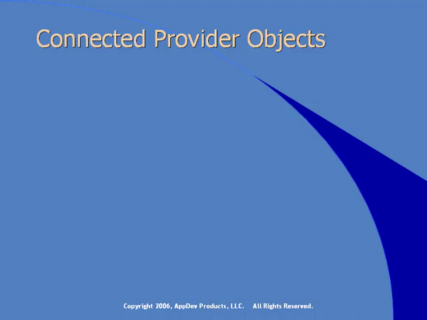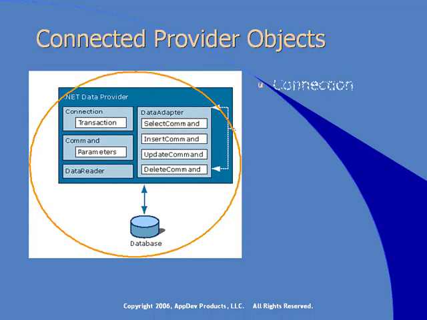So looking at these connected provider objects, we have a connection object. That is what's used to actually open a connection to the database and close the connection. There are command objects, which are used for executing individual statements. This is how you sort of send a message to the server saying, do this, execute this select statement and send me the results, or just execute this stored procedure. Here are the parameter values for it, and so on.